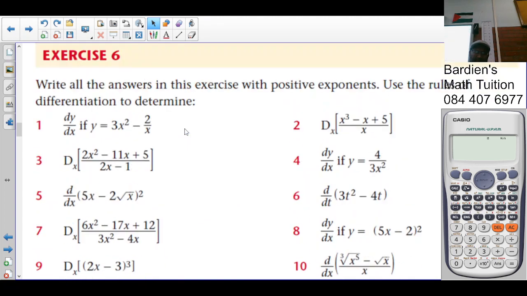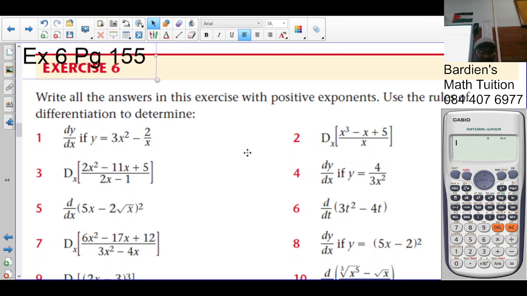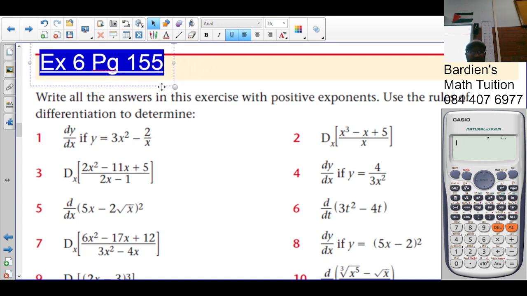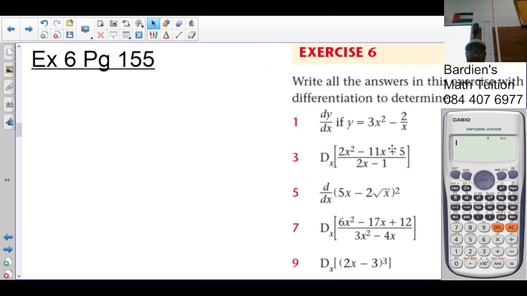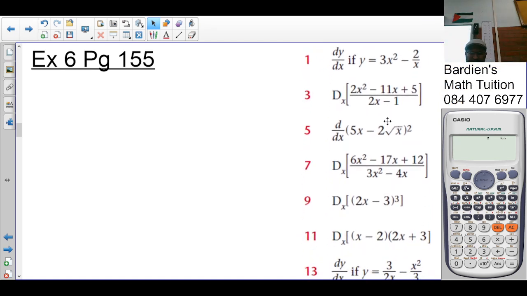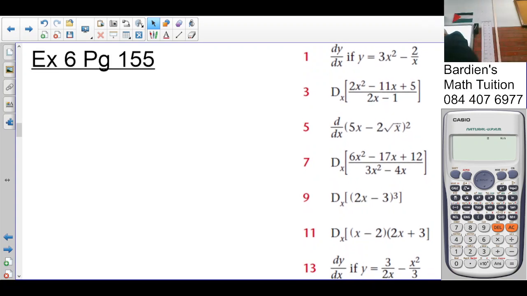Okay. So I asked you to do exercise 6, and exercise 6 was on page 155. Okay. So I asked you to do the first column, correct? So what I'm going to do is I'm going to do each and every sum in the first column. Okay. With the help of you guys just now. Alright, let's start with number 1.